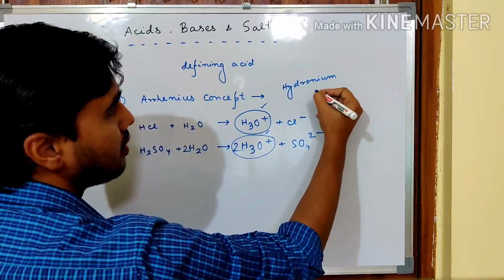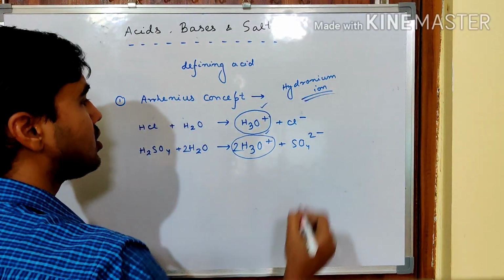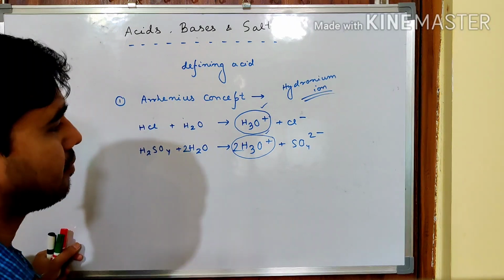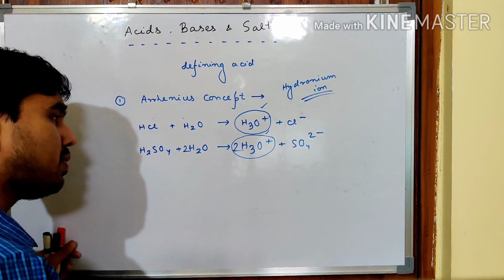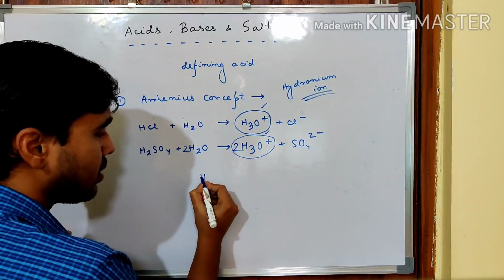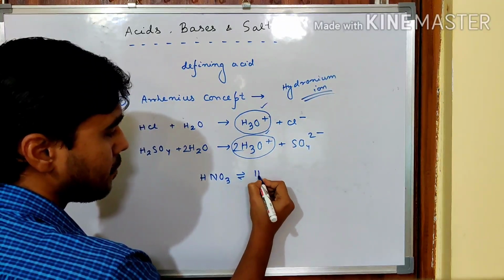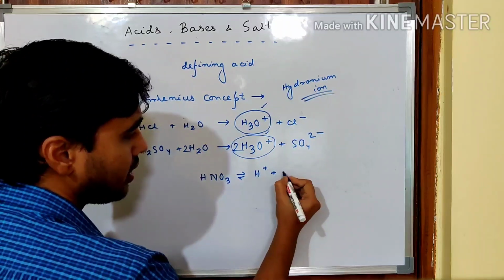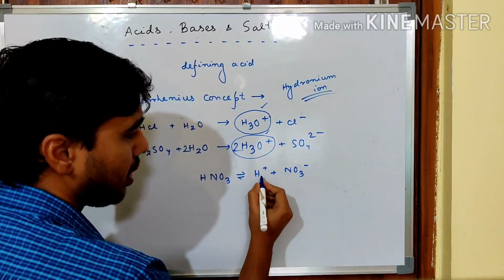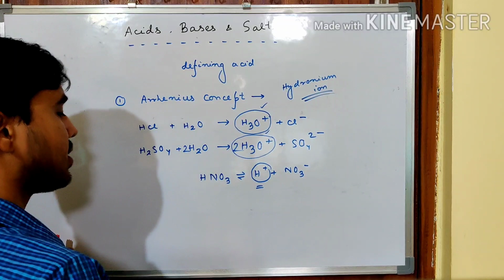Hydronium ion. And these are responsible for the acidity. Without an aqueous medium also you can think of it. Suppose I take HNO3. Without writing water actually, it can give rise to H plus and NO3 minus. So this H plus is being generated.